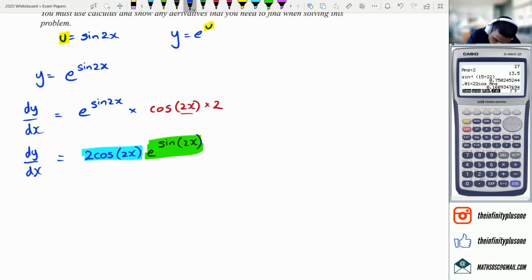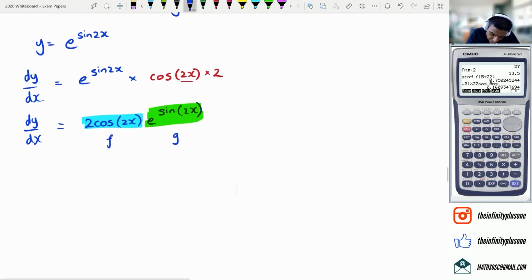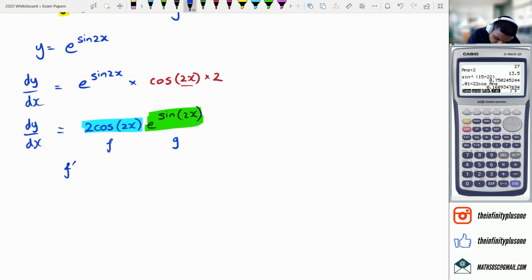I'm going to call this f and I'm going to call this g, which means f dash is going to equal, I've got to differentiate 2 cos 2x, so I'm going to end up with 2 cos. When I differentiate, I'm going to get negative sine of 2x, and of course I've got to multiply by the differentiation of the inside, which equals 2, which means f dash equals negative 4 sine 2x. And as for g, I don't really need to differentiate again, because remember that's what dy dx is.